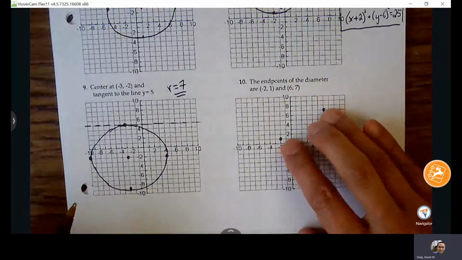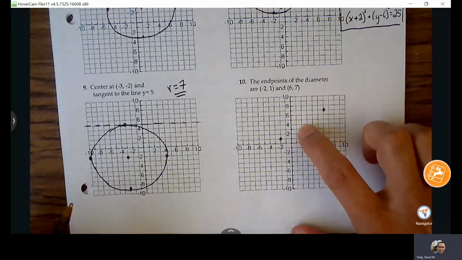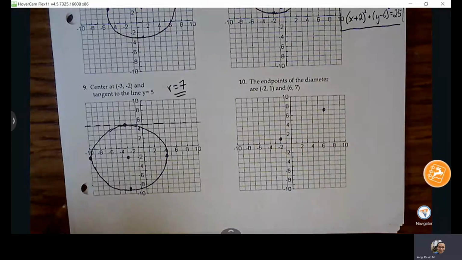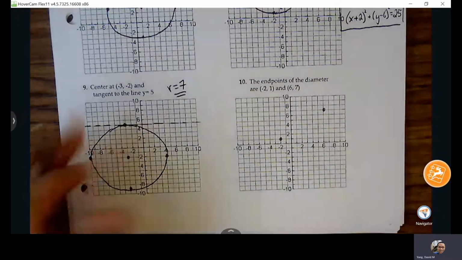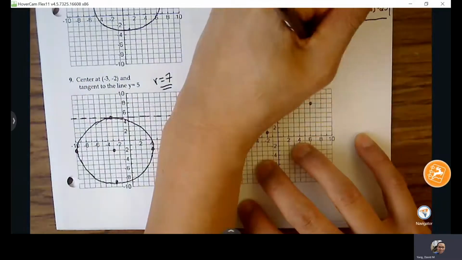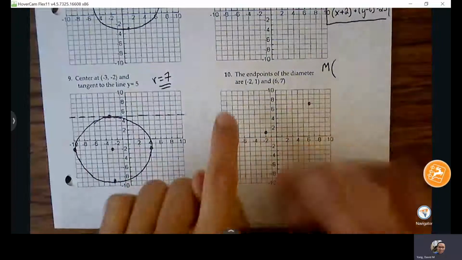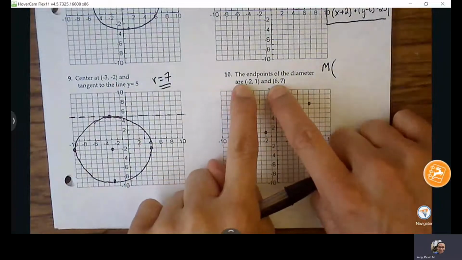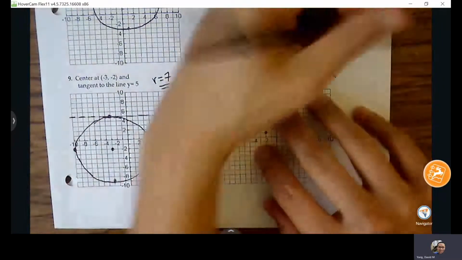Okay, let's find that midpoint, and then from there we can decide what the radius is going to be. Okay, so midpoint. Average the x's and then average the y's.